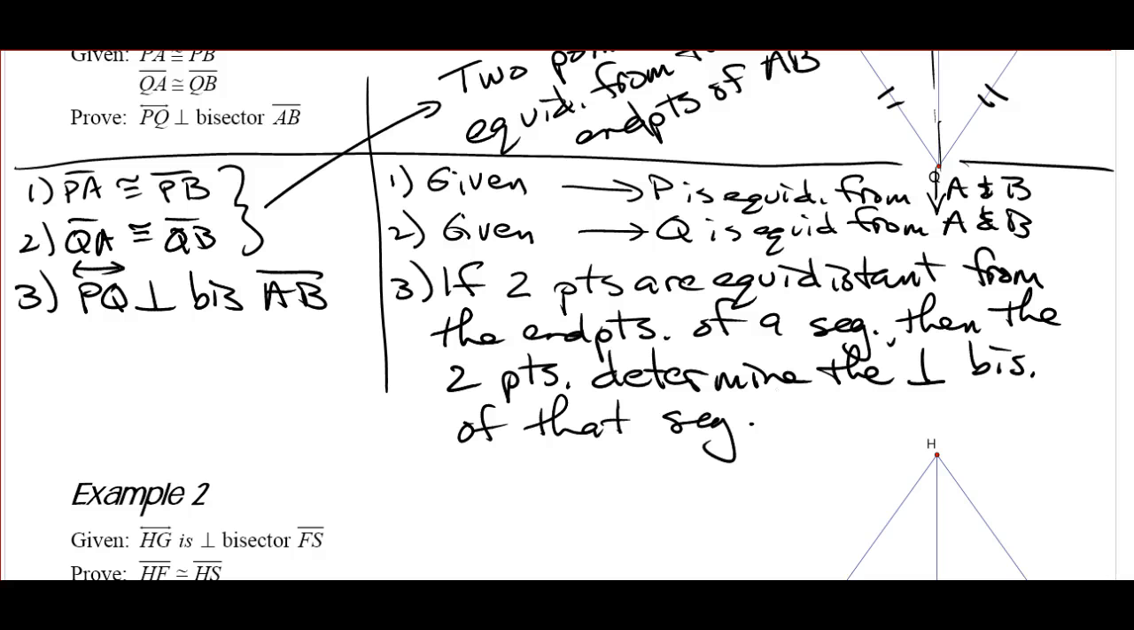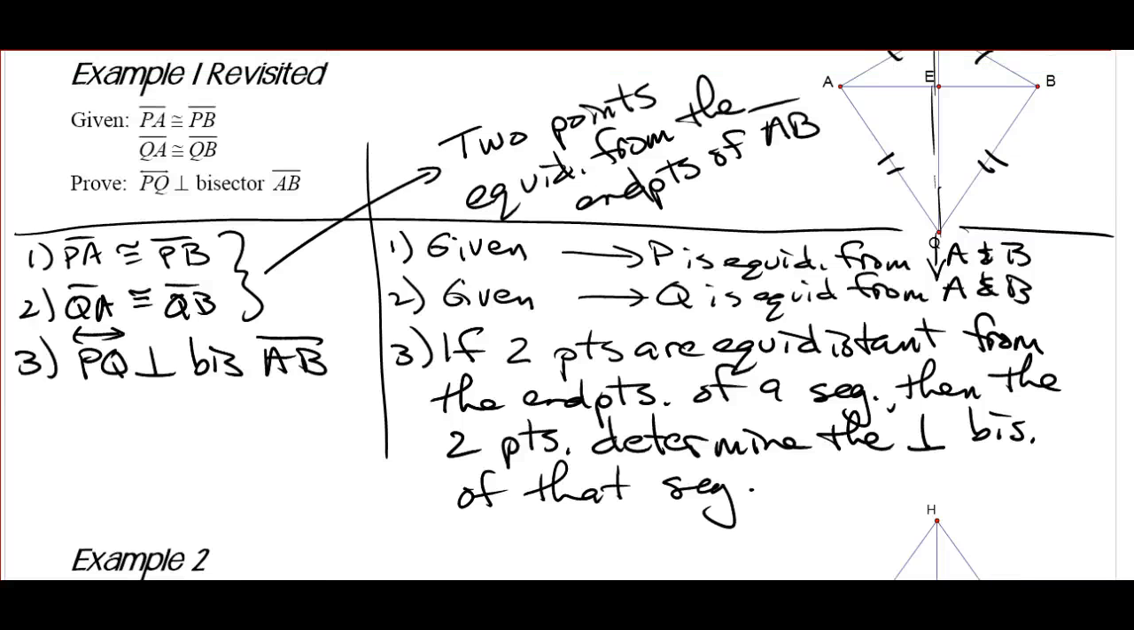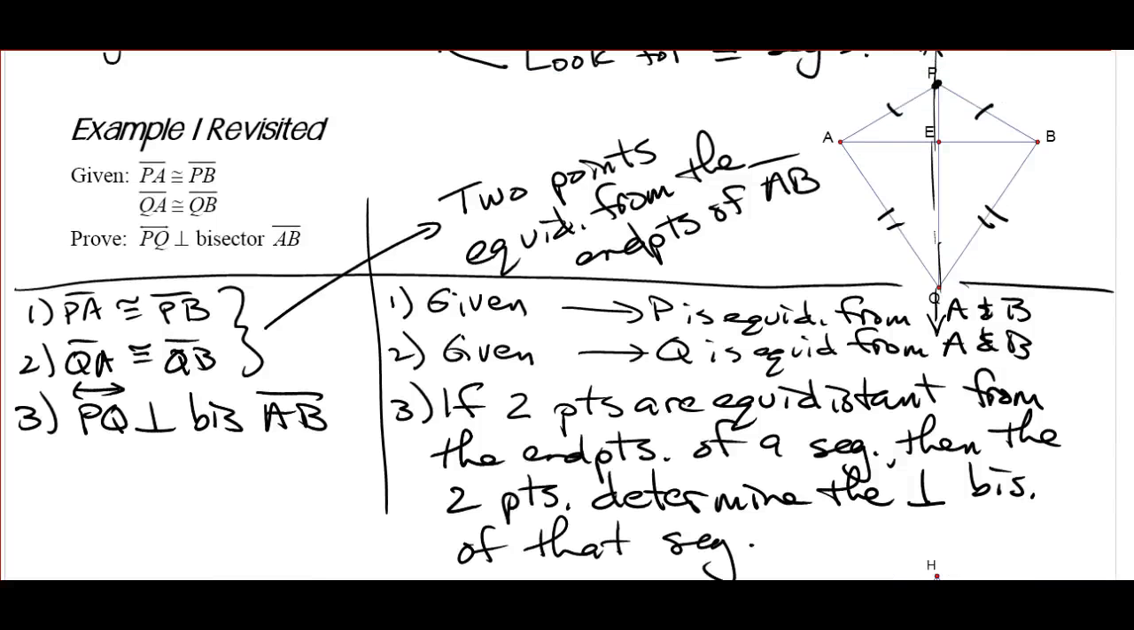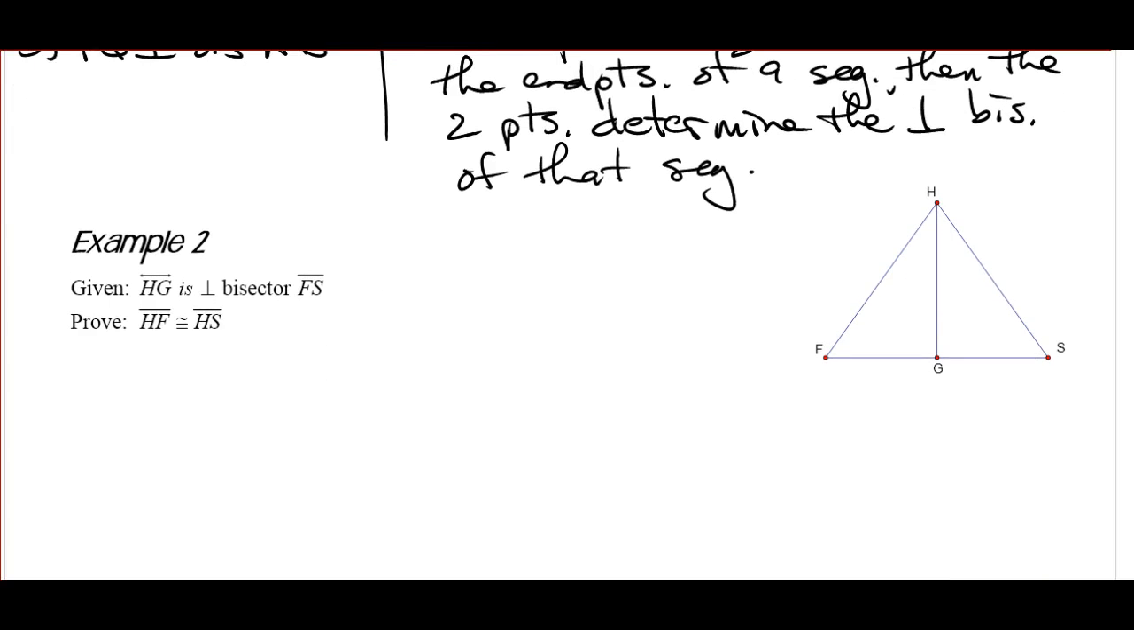Okay, so if you're having any trouble at all with this example, make sure that you ask me either in class or come see me outside of class or come see me in the morning before school starts. Just understanding that the congruent segments in this proof tell me that I have points that are equidistant, and since I have 2 points equidistant from the endpoints of the same segment, means that the line going through those 2 points is the perpendicular bisector. Very, very important. Okay, so moving on to example 2, this is going to use our other theorem.